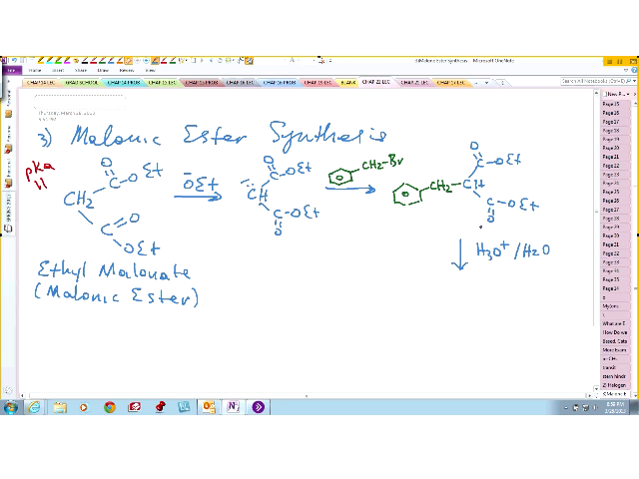When you hydrolyze an ester, this is acid catalyzed hydrolysis. Remember Fischer esterification. This is the opposite of Fischer esterification. So now you get a dicarboxylic acid.